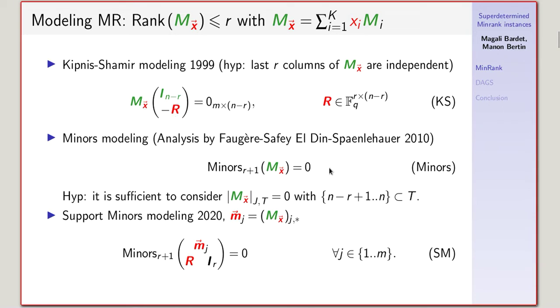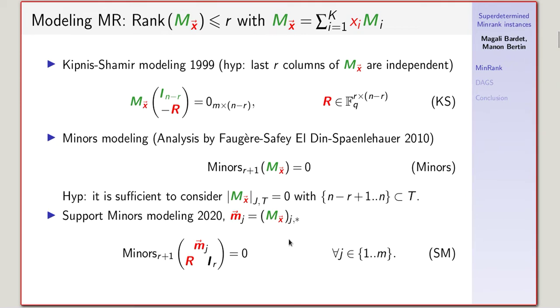Another approach consists in saying that the matrix has rank at most r if and only if all its minors of size r plus 1 are 0. Note that under the hypothesis that the last r columns of M are independent, it is sufficient to consider minors with the last r columns and one other column in the first columns. This modeling has been completely studied by Faugère, Safey El Din, and Spaenlehauer in 2010, and the complexity of solving the system is well understood. However, just generating the equations can be an issue, as each equation is a polynomial of degree r plus 1 in the x variables.